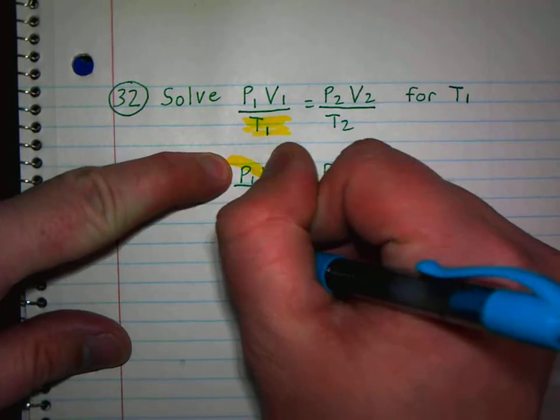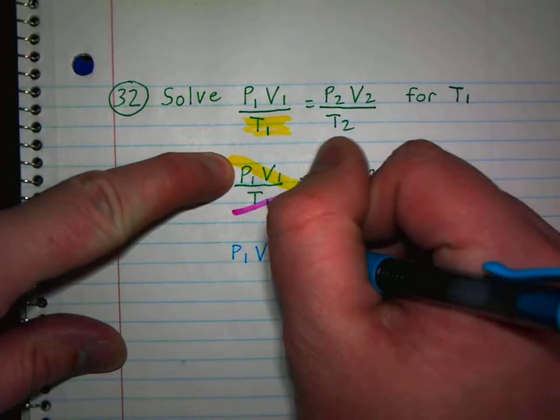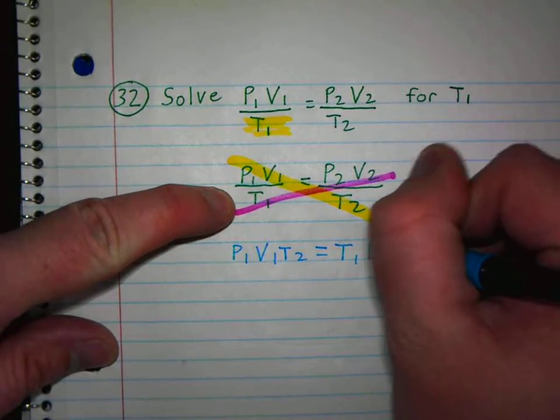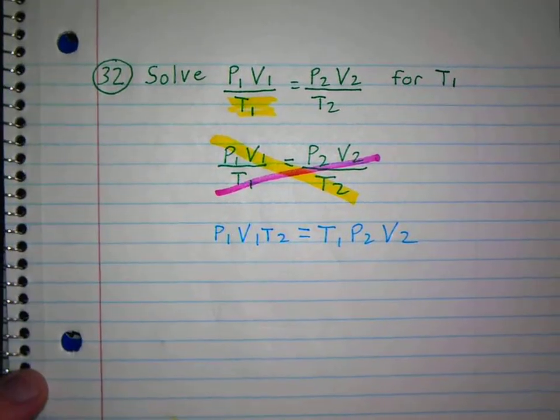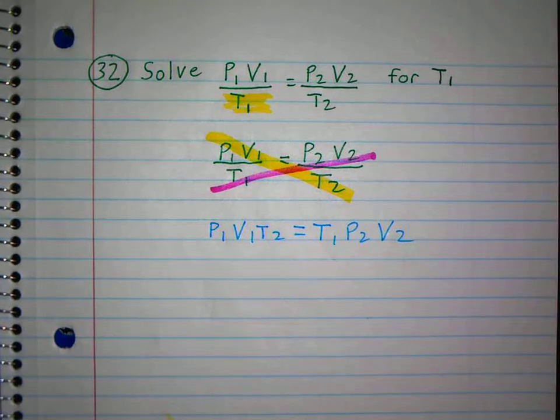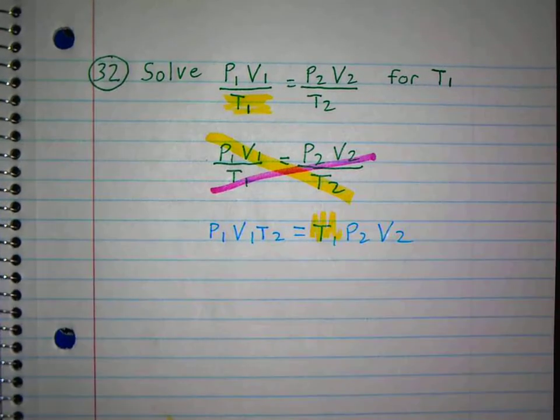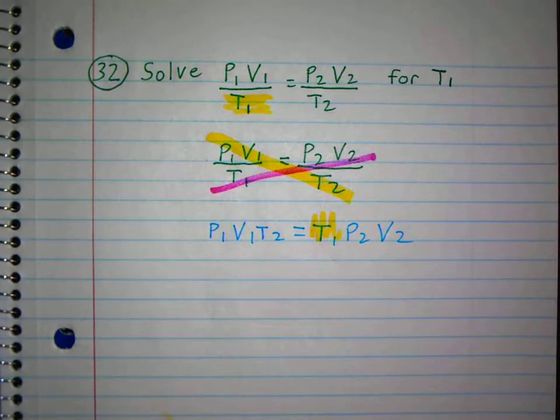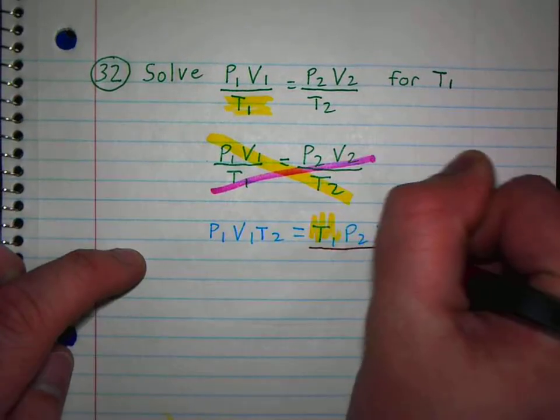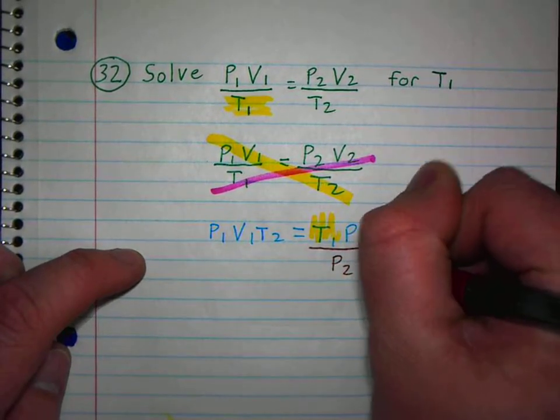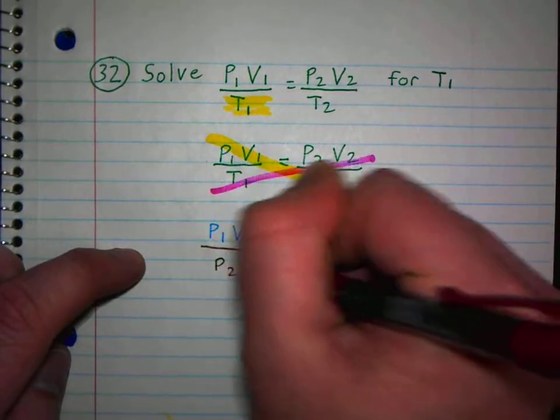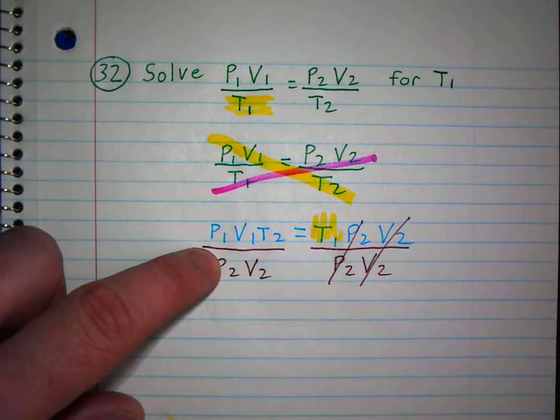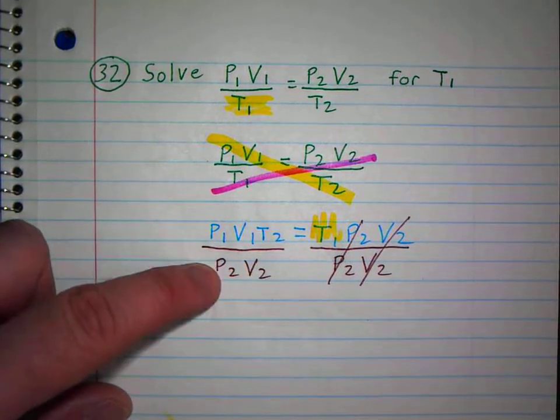So P1 V1 T2 equals T1 P2 V2. And I forgot, we're trying to solve for T1, right? So how can I get T1 by itself? Divided by P2 V2. P2s, V2s, T1's by itself. Notice that these P's do not cancel because one's P1, one's P2.